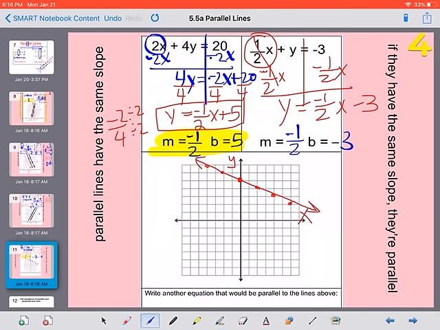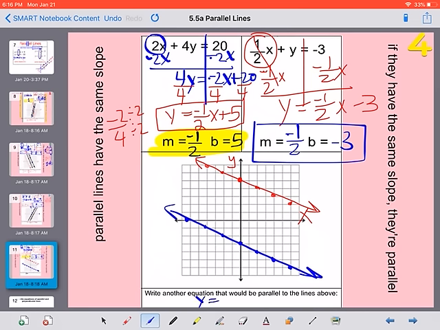And then the other line begins over here at -3, and same slope, down 1, 2 to the right. So these lines are parallel, they're just really far apart. They will never cross if we were to continue.